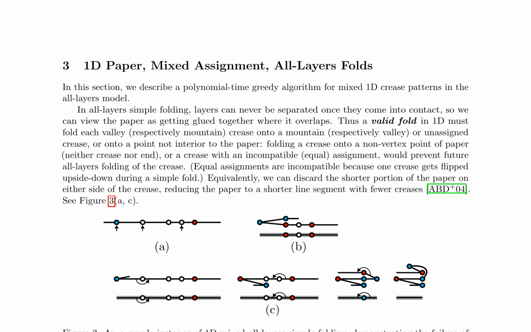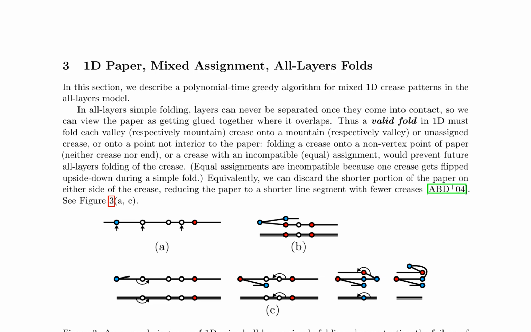In the A-layers model of simple folding, the authors propose a polynomial time greedy algorithm for mixed 1D crease patterns. This model assumes that layers cannot be separated once they come into contact, effectively gluing the paper together where it overlaps. A valid fold in 1D must fold each valley or mountain crease onto a mountain or valley crease, or an unassigned crease, or a point not interior to the paper.